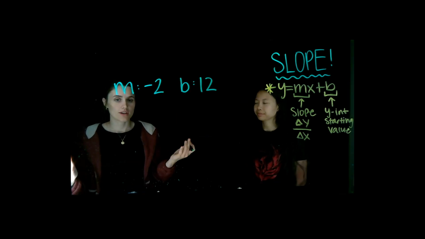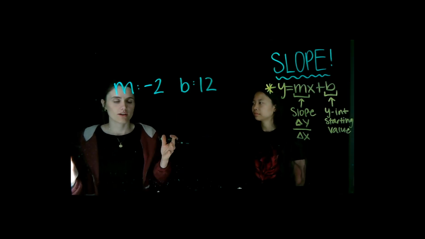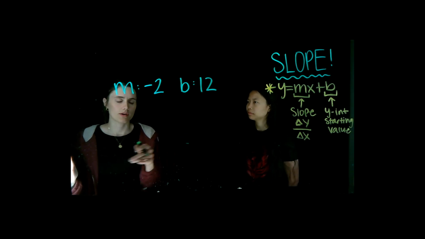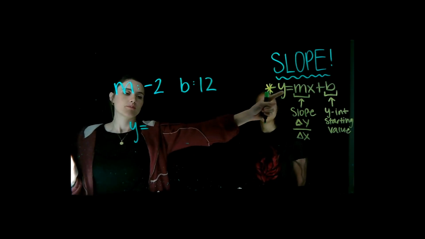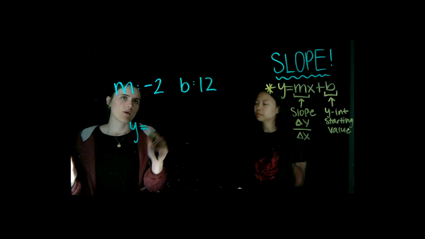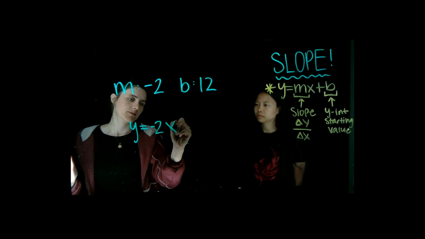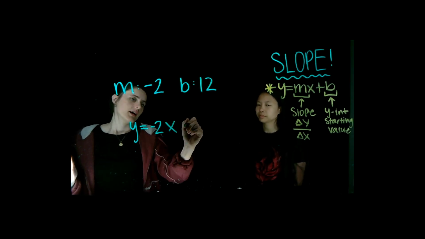All right, so we're going to try writing the equation one more time when we're given our m and our b, or our slope and our y-intercept. So when we are given things like this, we're just going to replace m and the b with the numbers that we're given. So y equals -2x. Remember, the x always stays with the slope, and then plus 12.